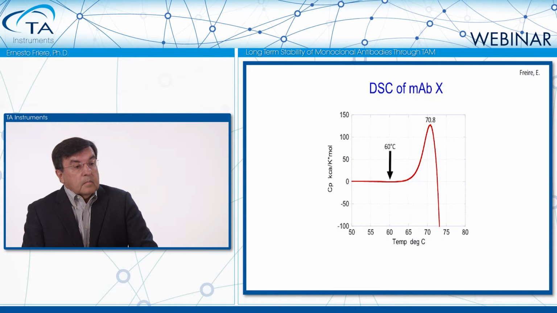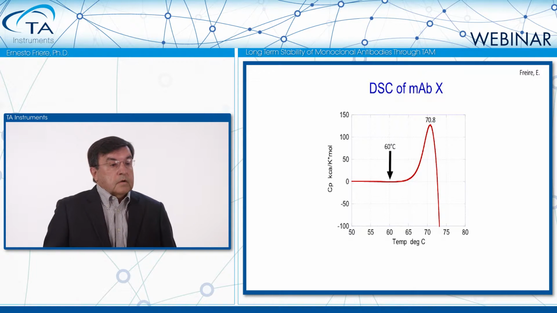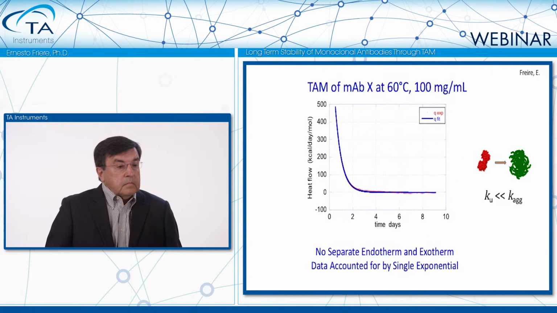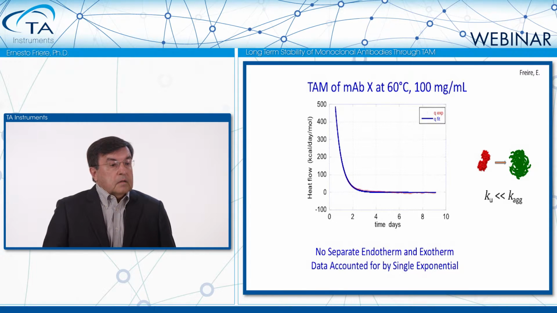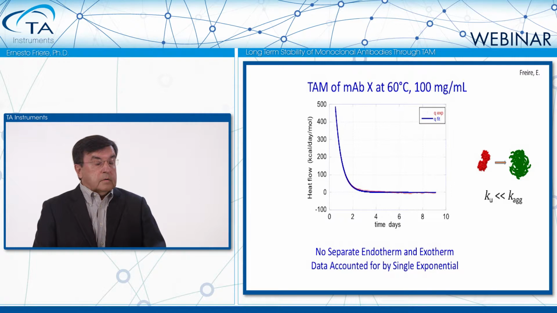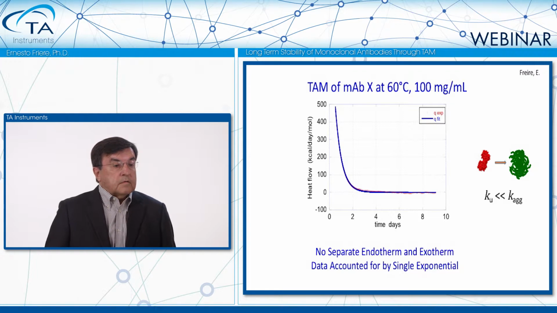So this is a monoclonal antibody different than the previous one. The denaturation is characterized by a single peak at about 71 degrees. We started measuring at 60 degrees, which is about 11 degrees below TM. And this is the heat flow as a function of time. And as you can see, as in the previous cases, no separate endotherm and exotherm are visible, and the data is accounted for by a single exponential.